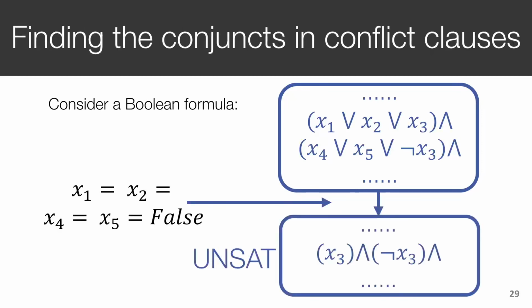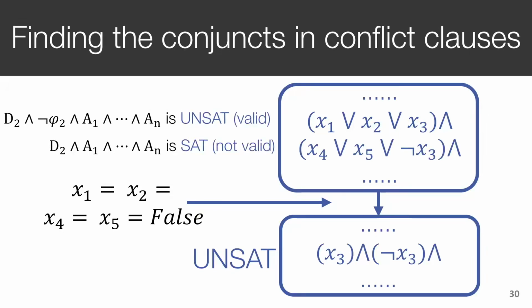In this Boolean formula, if we make x1, x2, x4, and x5 to be false, it can be simplified as x3 and not x3 and other clauses. As x3 and not x3 cannot be satisfied, which means you cannot find a value to make x3 and not x3 to be true at the same time. So the whole Boolean formula is unset.